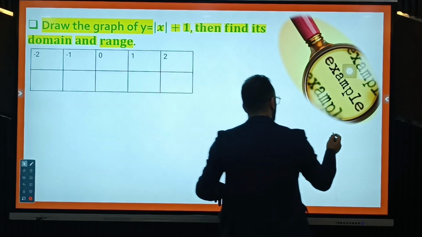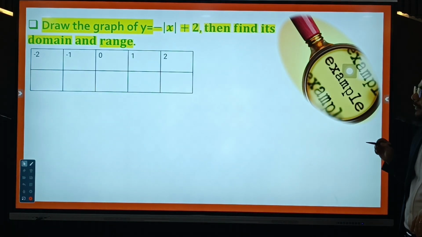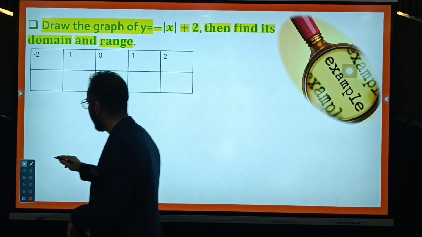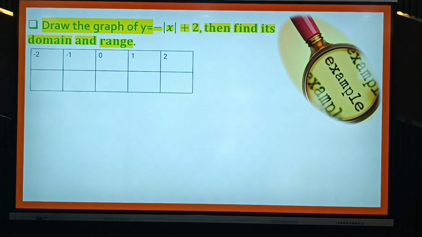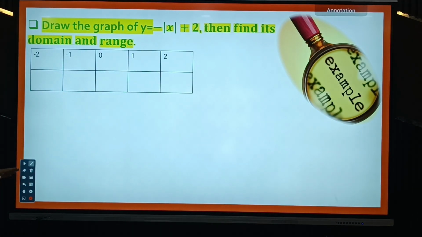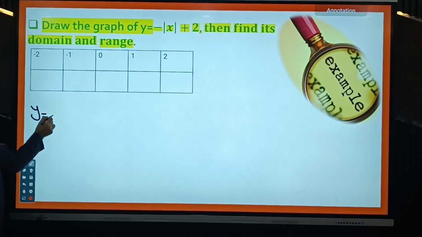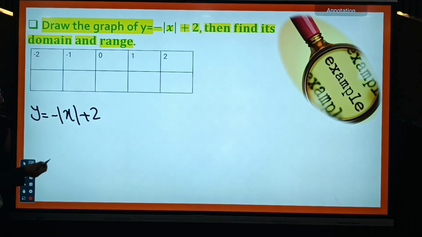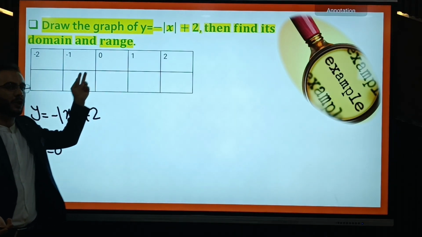So here, the next one is y equal to negative absolute value of x plus 2. Be careful about this one. Again, y equal to negative absolute value of x plus 2. Inside our absolute value we have x, so equalize it to 0. It's 0. Two points smaller, two points bigger.